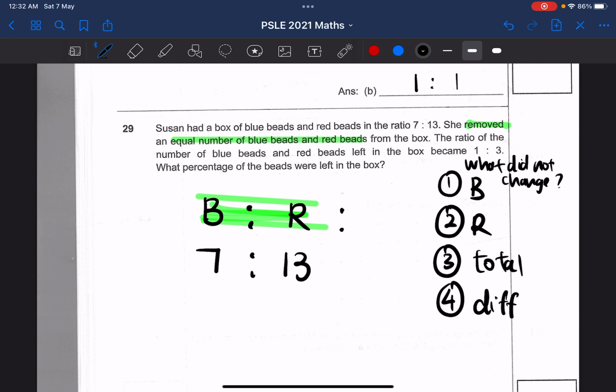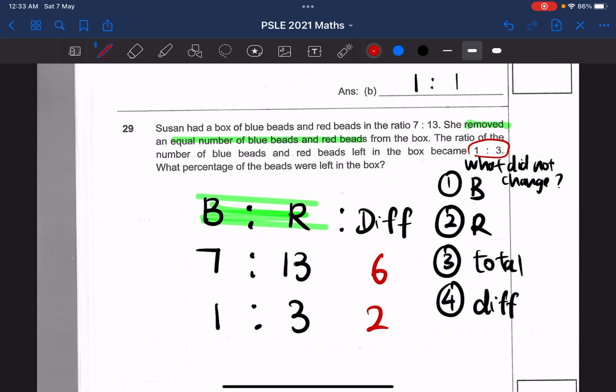Since the difference will never change, let me get this column called the difference. I'm going to try to get to know that the difference don't change. Okay, now 13 minus 7, what is the difference? It is a difference of 6. Alright, now after I've taken out, the ratio now becomes 1:3. So I'm going to write the new ratio 1:3. And the difference is actually 2. 3 minus 1 is 2.